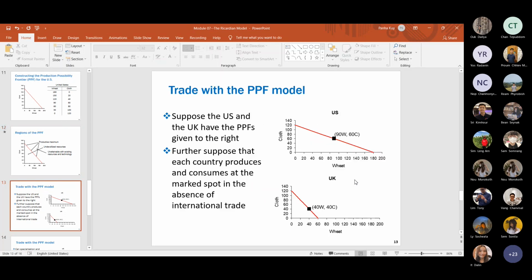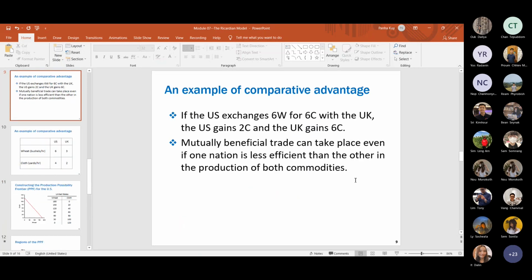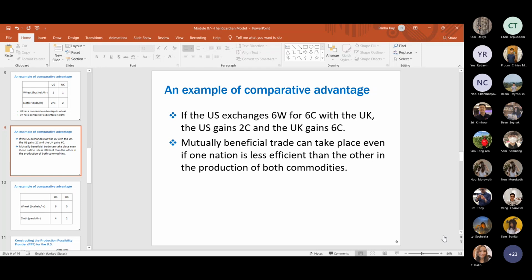Do you want to stop here first, or do you want to continue? There's still some more to go. I cannot go on. Can we have a small break first, and then continue for the second session?